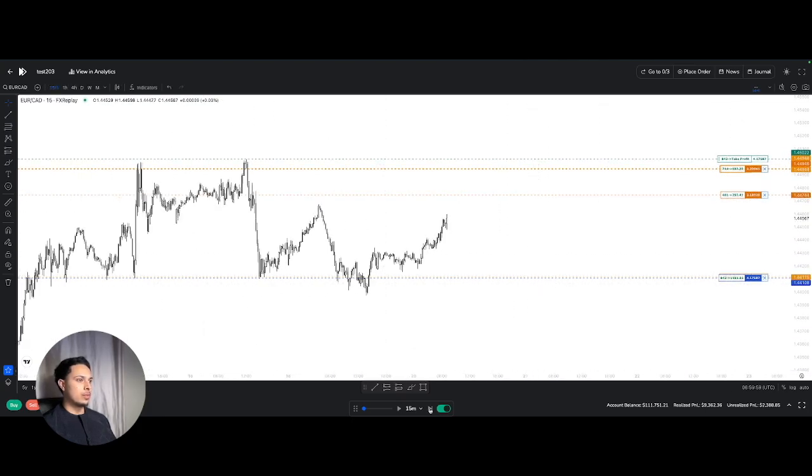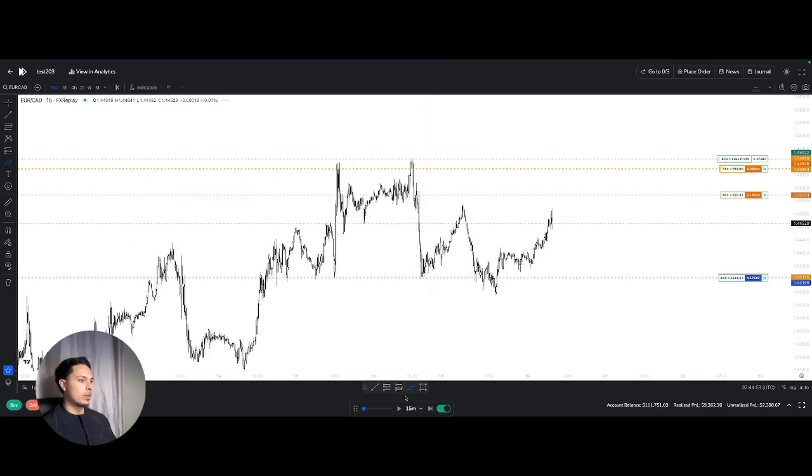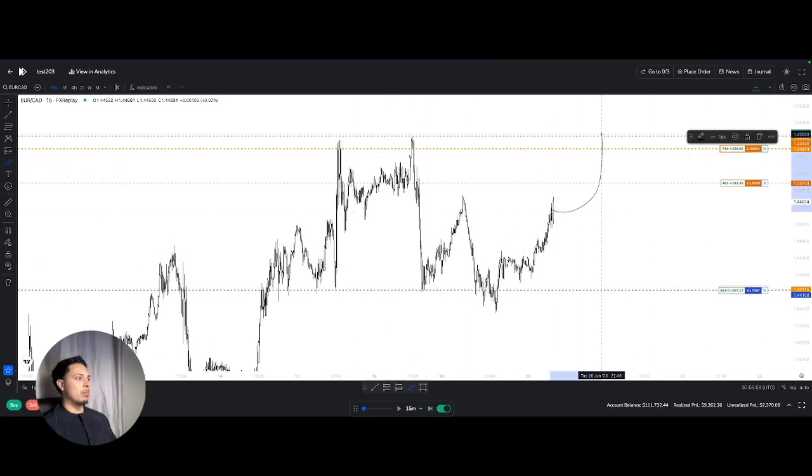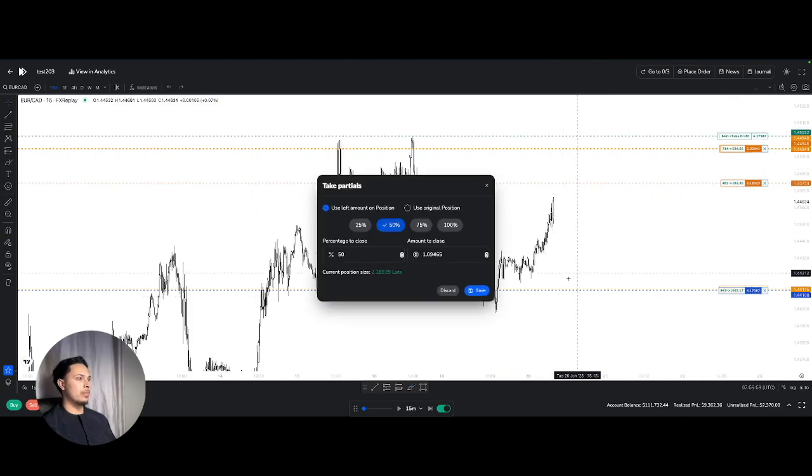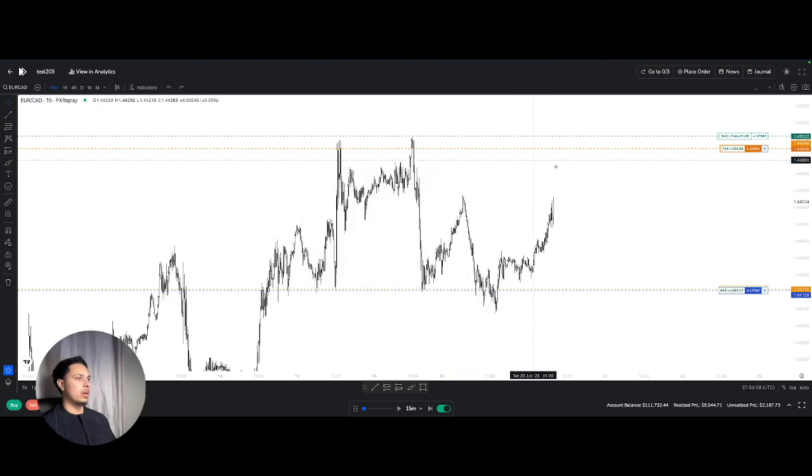Session's about to start very soon. Next 15-minute candle. So the idea is potential price to take out these highs. So this trade, close this trade out. The top trade can be left open.